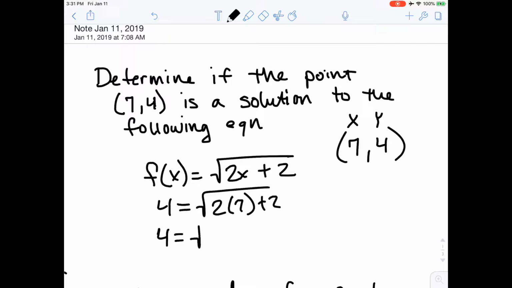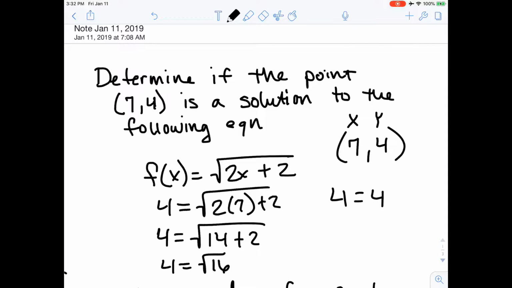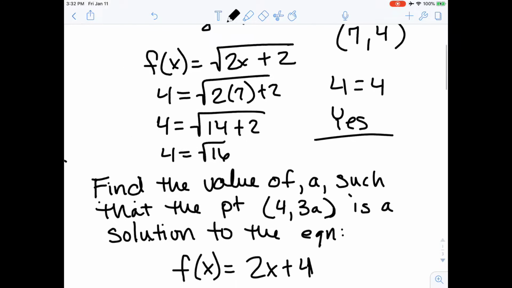So you have 4 equals the square root of 2 times 7, which is 14, plus 2. If you add 14 plus 2, you get 16. So you have 4 equals the square root of 16. If you take the square root of 16, you get 4, so 4 equals 4. And 4 does equal 4, so you would say yes, this point is a solution.